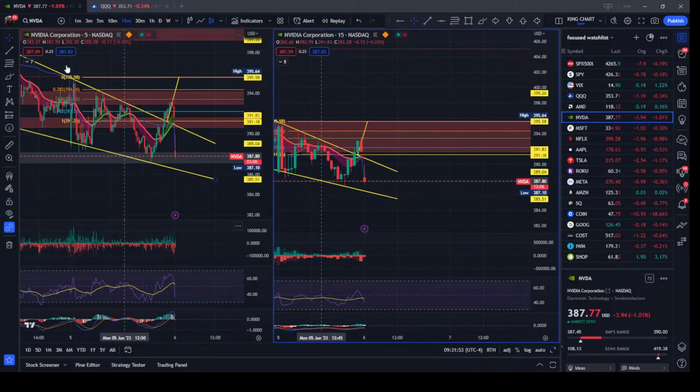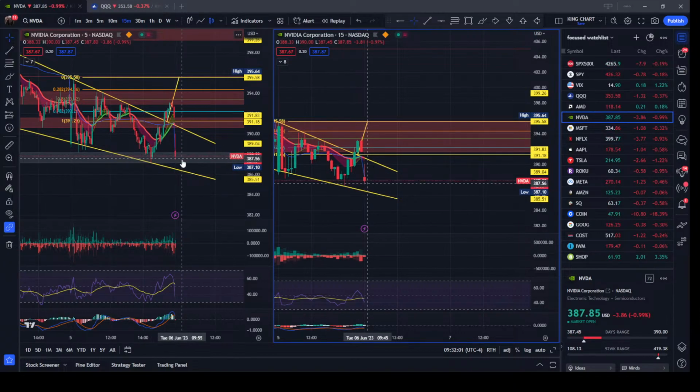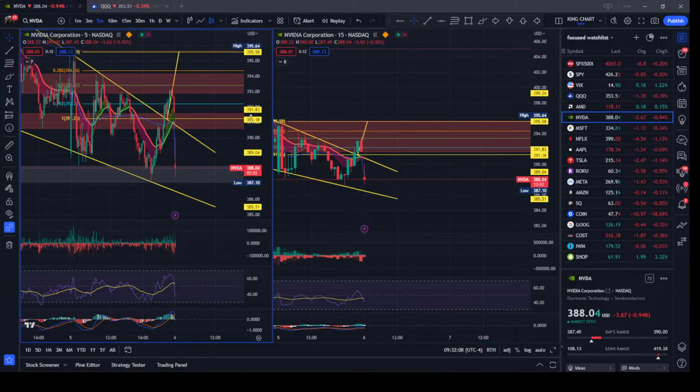Let me give an update on that Nvidia swing. Yeah, look, it's getting a nice rejection off that demand zone. Apologize. Think we should actually bounce here.